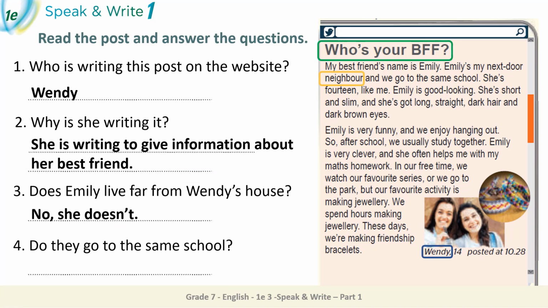Now, how about question number 4? Do they go to the same school? That's correct. Yes, they do. Can you find the answer in the text? That's correct. We go to the same school. Well done, everyone.